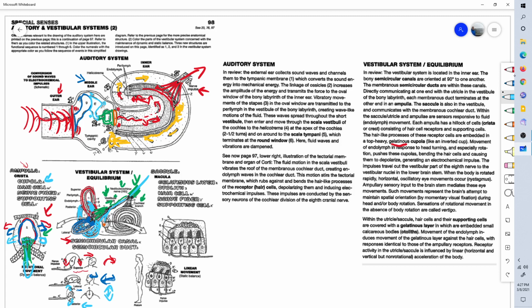the sensation of rotation. Whether it's rotating here in the coronal plane, or here in the transverse plane, or here in the sagittal plane, one of these semicircular canals is going to pick up that rotation. And the ducts are within the canals. The canal is carved out of the bone, and the duct is the membranous portion inside the canal. Now, that's how rotation is sensed.